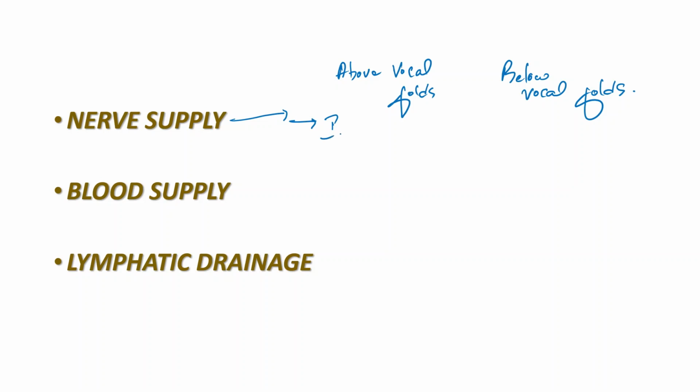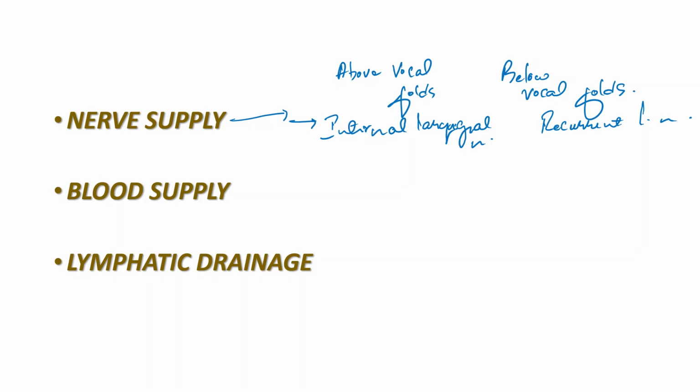The mucous membrane which lies above the vocal fold is supplied by the internal laryngeal nerve. The internal laryngeal nerve is the nerve which supplies the larynx above the vocal cord, whereas the mucous membrane which lies below the vocal fold is supplied by the recurrent laryngeal nerve. This is about the sensory nerve supply.